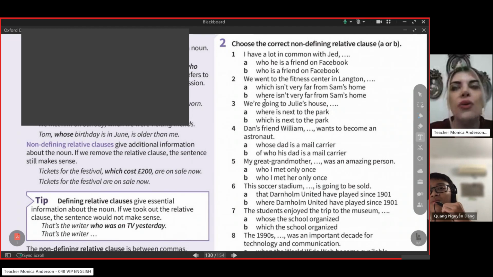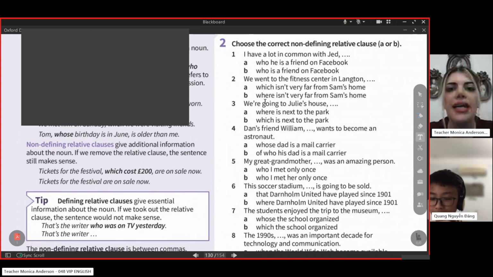Of course, as I told you, you can use that instead of where. But when you have both of them, where and that, the priority is with where. So where. And number three, we're going to Julie's house, which is next to the park. Very good.